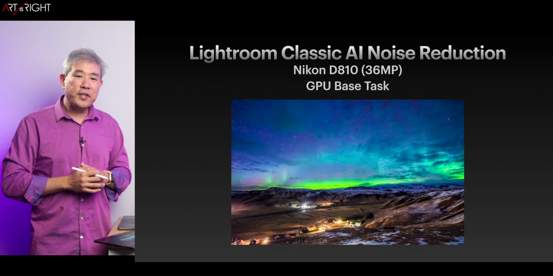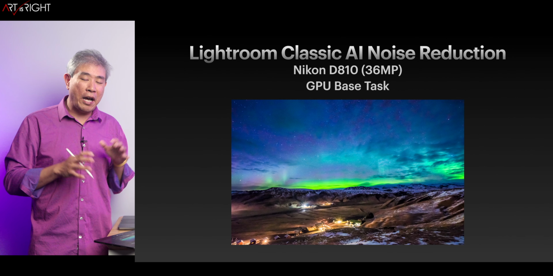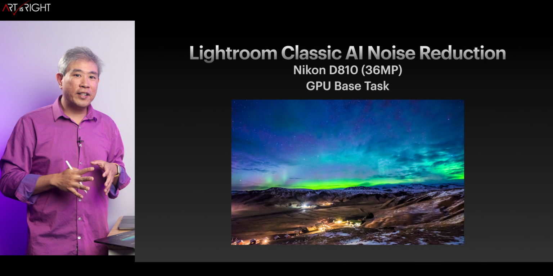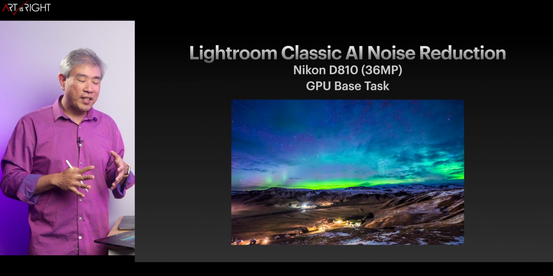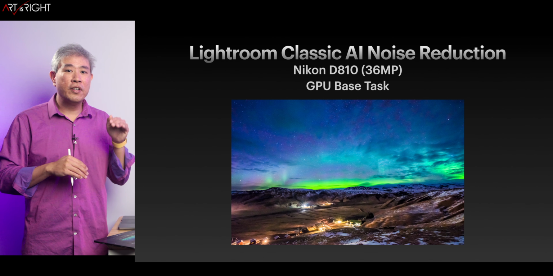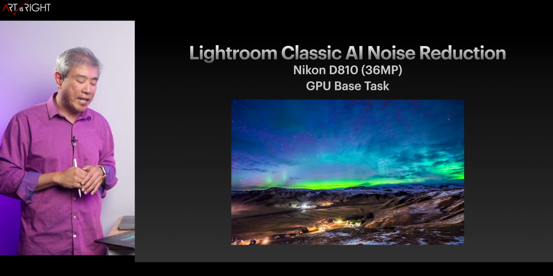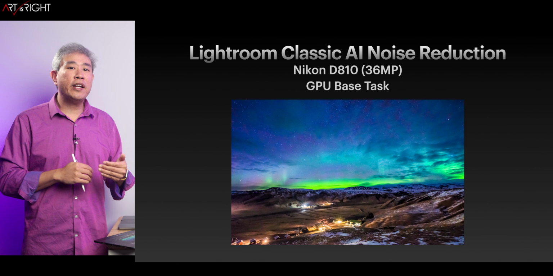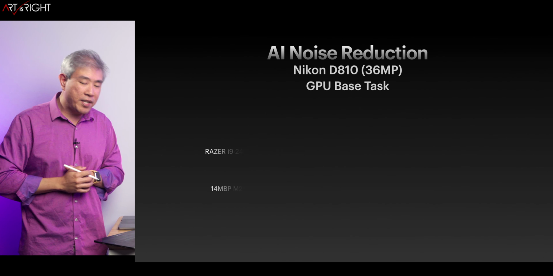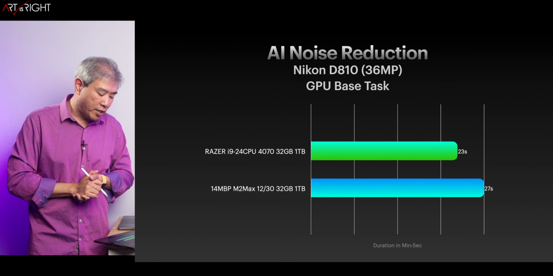All right, so Lightroom Classic AI Noise Reduction. Now, this task is really supposed to be running on the neural processing engine core on the Mac. However, it hasn't been doing that even in the latest version of Lightroom Classic that I've tested as I am filming. So it's still running on the Mac GPU and it's not using the neural engine just yet. And on the PC side of things, it will definitely just run this on the GPU.